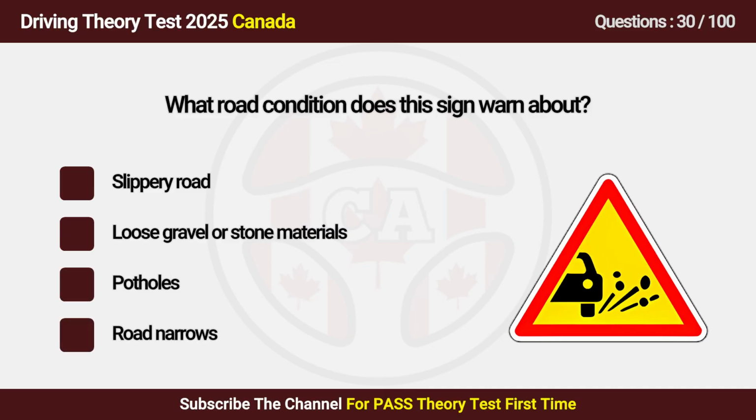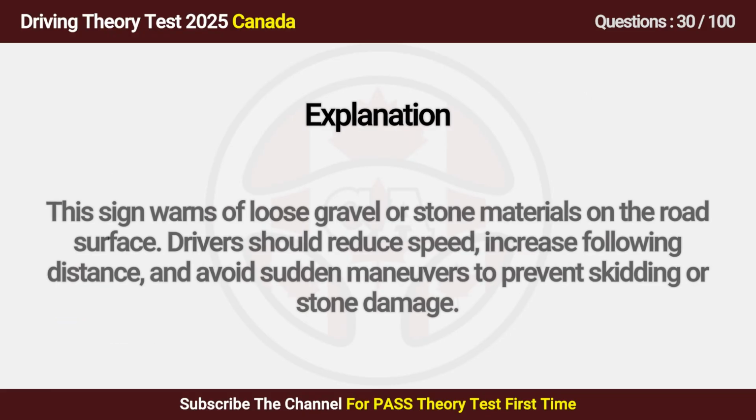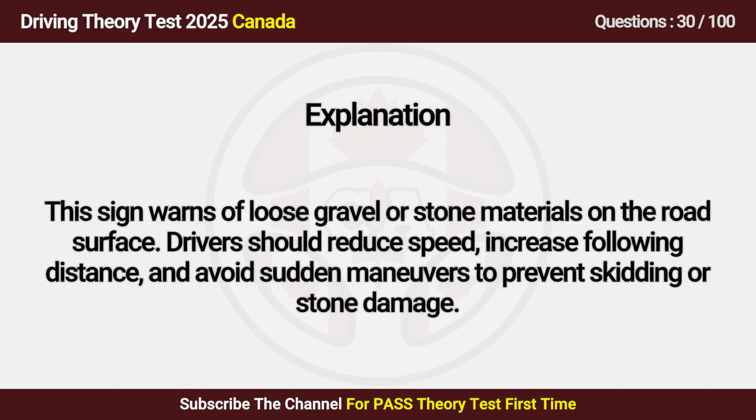A. Slippery road. B. Loose gravel or stone materials. C. D. Road narrows. Answer is B. Loose gravel or stone materials. This sign warns of loose gravel or stone materials on the road surface. Drivers should reduce speed, increase following distance, and avoid sudden maneuvers to prevent skidding or stone damage.